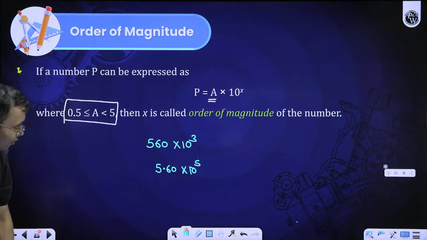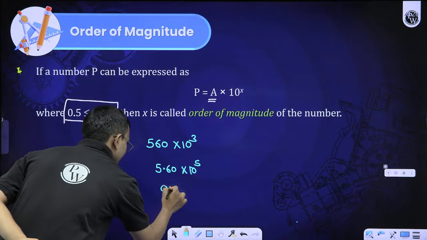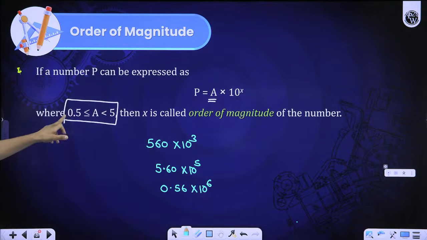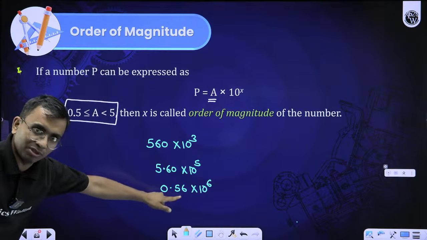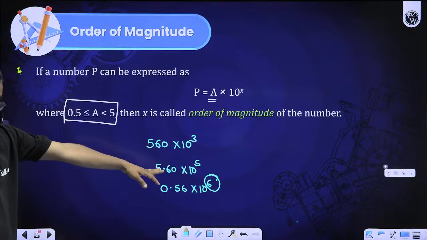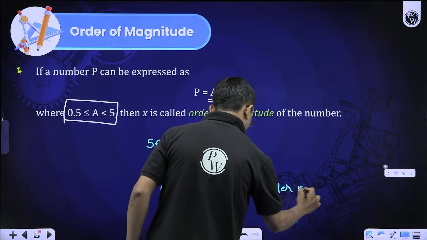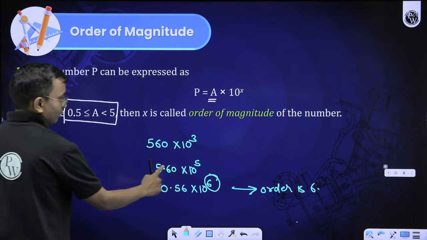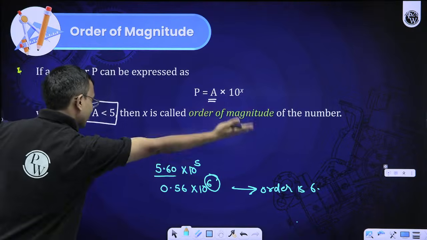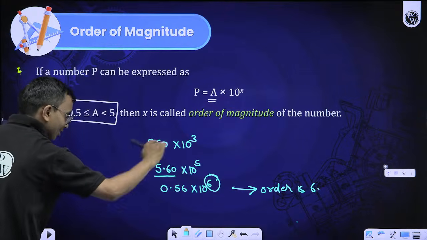Is it less than 5? Not less than 5. It has to be less than 5. Okay, then I will write it as 0.56 into 10 to the power 6. Is it between 0.5 and 5? Yes, it is between 0.5 and 5. Now, what is the power? Power is 6. So I will say the order is 6. Don't say the order is 5 from here, because this should be less than 5. Convert into less than 5, greater than 0.5, in that range, then write the order.